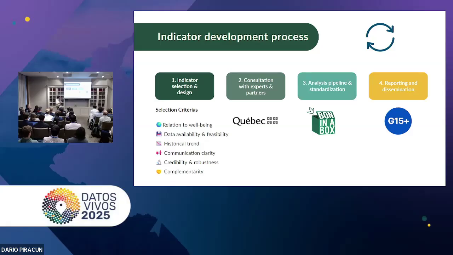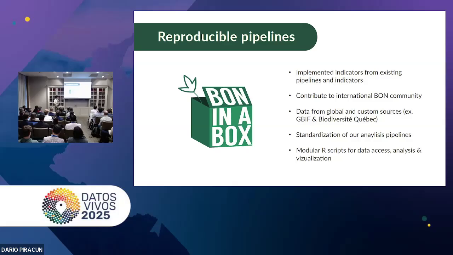So we designed those indicators. We implemented a consultation review process with experts for taxonomy groups and biodiversity questions at the government of Quebec and our partners at G15+, to make sure that the indicators we choose will be able to be communicated. And then we compute and standardize those indicators by using our pipelines and standardizing in BON in a Box. BON in a Box, Jean-Michel presented it well.